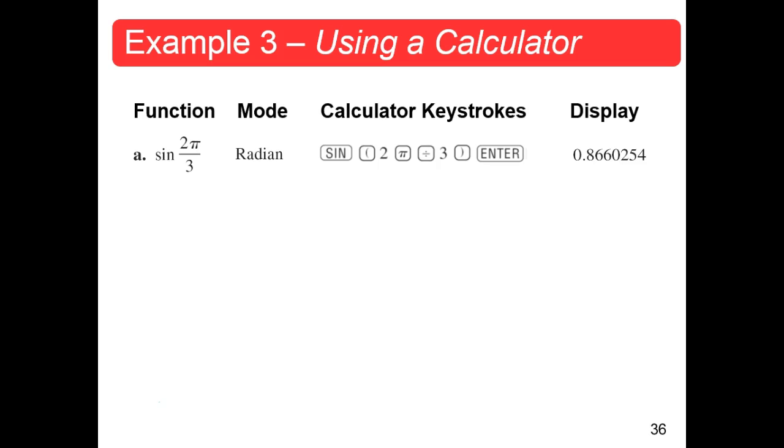Did you do it on yours just to see how it works? I want you to be familiar with your calculator. Know the syntax. Not all calculators use the same sequence of keystrokes. Make sure you get that answer when you do sine of 2/3 pi.